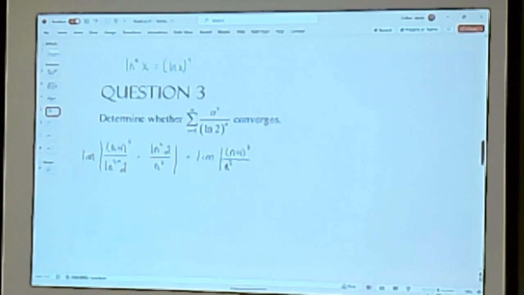Just 1 over natural log 2. N plus 1 cubed, positive. N cubed, positive. Natural log of 2, obviously positive. What is that limit?